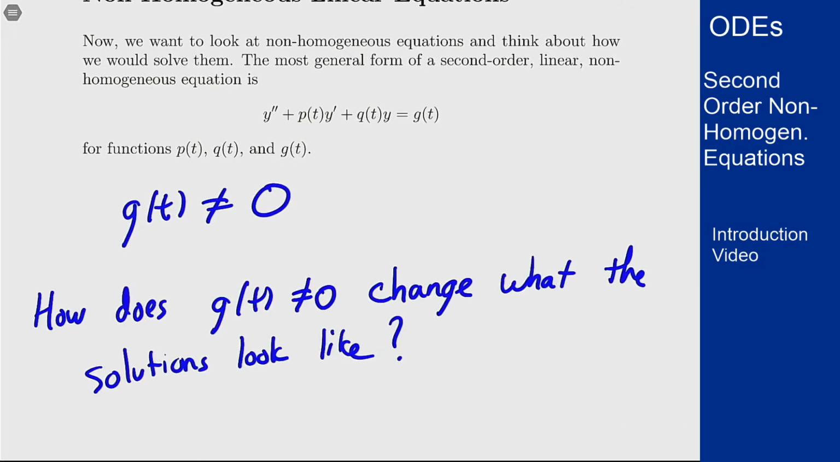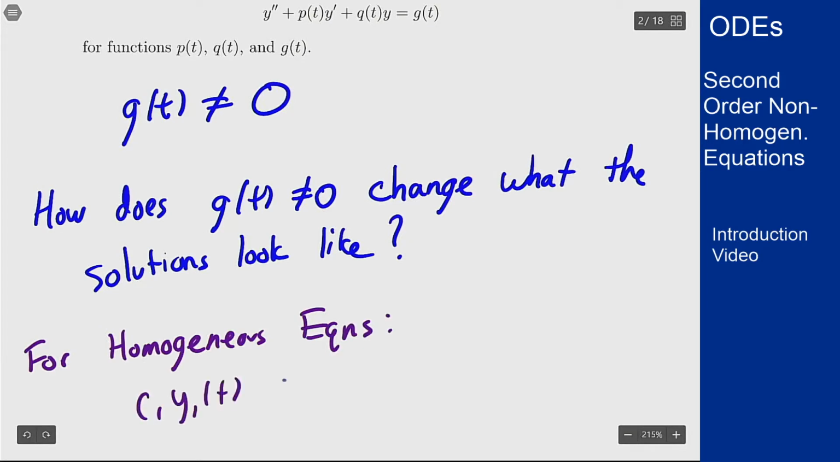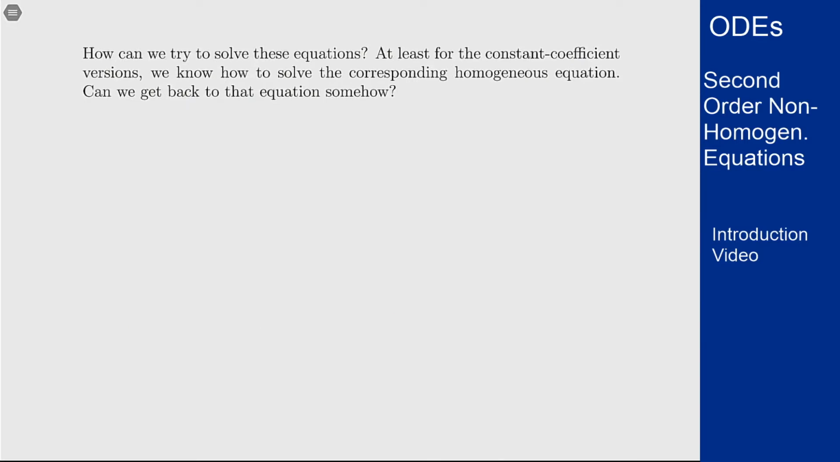To think back to solving homogeneous equations, the main idea was that for those equations, we always ended up with a c1 times some y1 plus a c2 times some y2 of t. That was the general form of these solutions. We'll see in a bit how this equation being non-homogeneous changes this slightly. And the idea for solving these really routes back through the homogeneous equation, because at least for the constant coefficient cases, we know how to solve them.